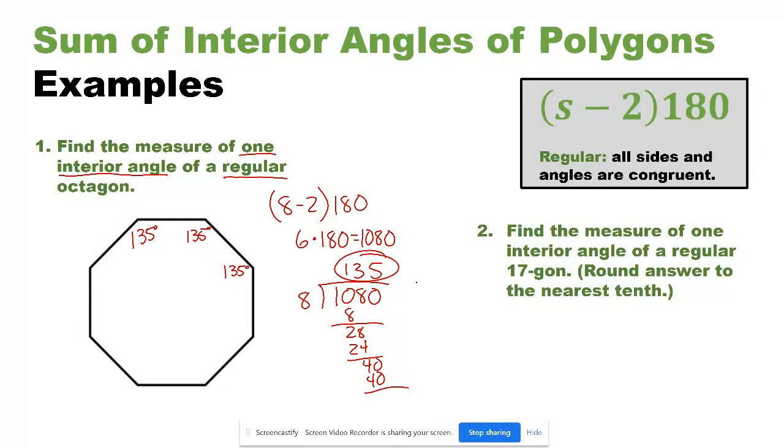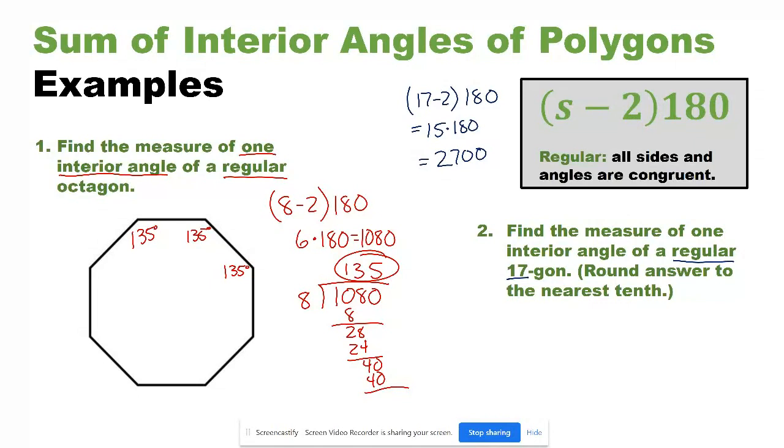So we're going to plug 17, our number of sides, into our little formula. We have 17 minus 2 times 180. That's going to be 15 times 180. And when you work that out, you should get 2,700. So if you have a 17-sided figure, its angles will add up to 2,700 degrees. Now what we want to do is figure out what one of those angles is, because this again is regular.